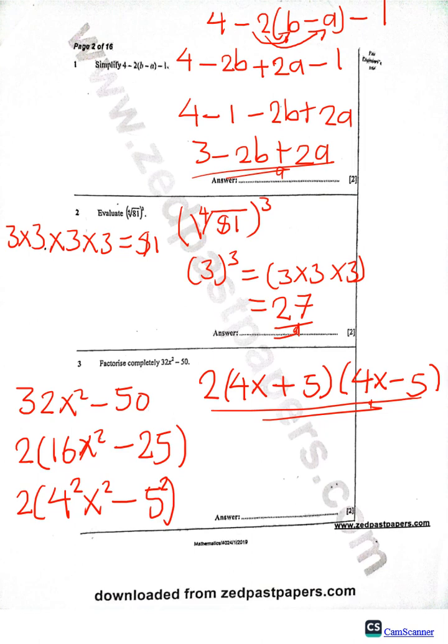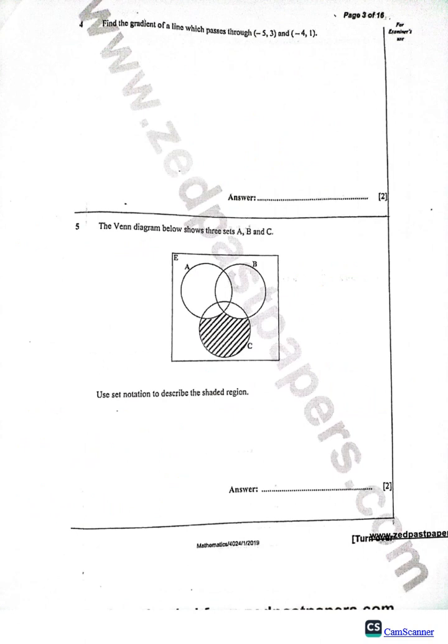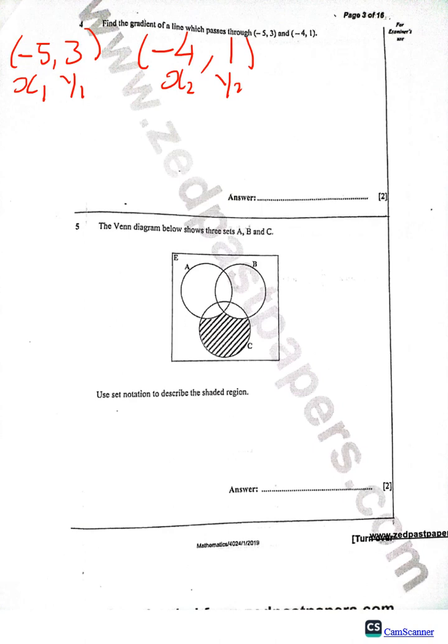Now let's move on to question 4. Question 4 is find the gradient of the line which passes through negative 5, 3. So this would be our x1, y1. Then the other pair has negative 4, 1. So x2, y2. The formula for the gradient: gradient is equal to y2 minus y1 over x2 minus x1.